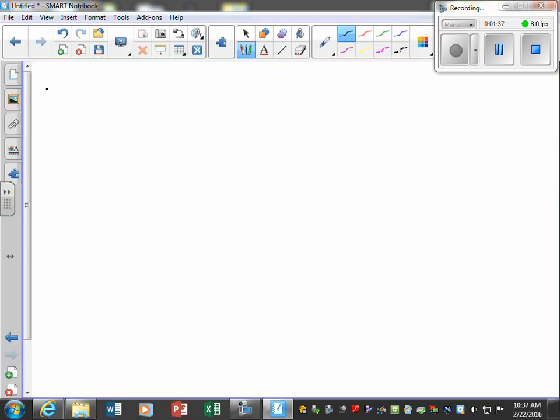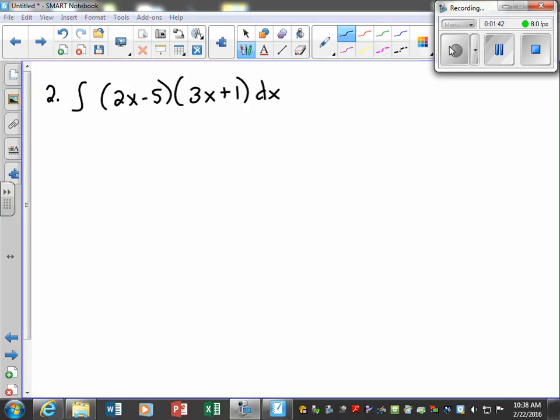All right, number 2. On this one, if we have options to be able to use algebra, we'll try to use algebra first and then our integration rules. So let's go ahead and FOIL this out and simplify. Okay, now once we simplified it algebraically, we're ready to find the antiderivative.